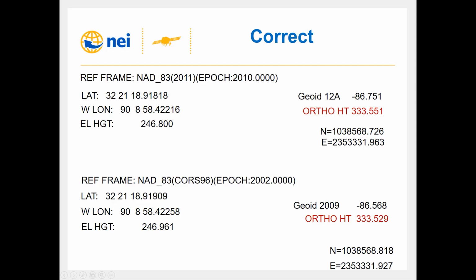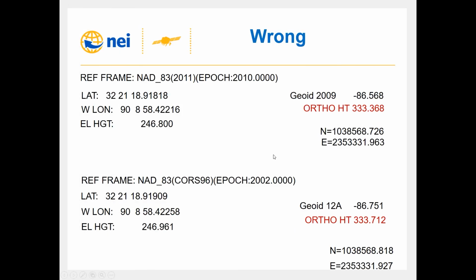But in this case, I want you to look at the accuracy between these two. So I'm actually pretty close. Now, if we go to the next slide, what I did is I switched it up. I said 2009 on the NAD 83 2011 datum, and for NAD 83 CORS96, we're going to use 12A. And we're going to see what the difference is. So now I've got a 333.37 and a 333.71. There's quite a bit of difference there, and all I did was switch geoid models.